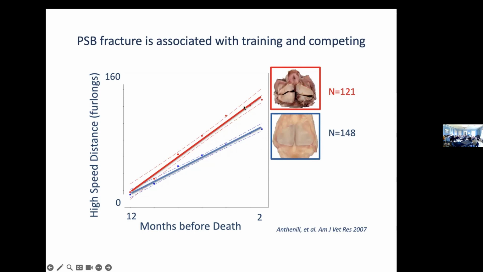The key here is that injuries develop over time. These horses are accumulating damage at too high of a rate, and we're interested in, for every furlong or every stride they take, what the load magnitude is, so we can quantify their likelihood for fracture.